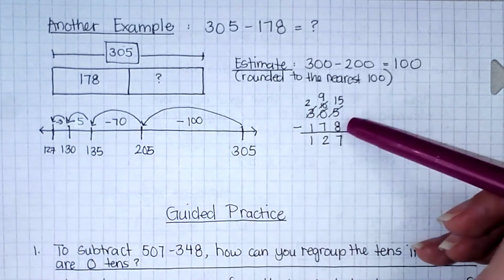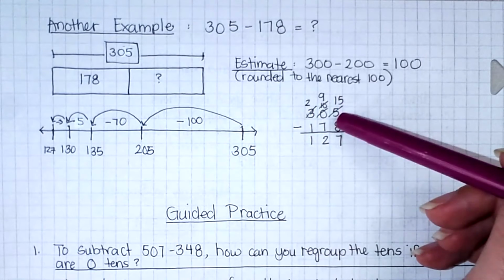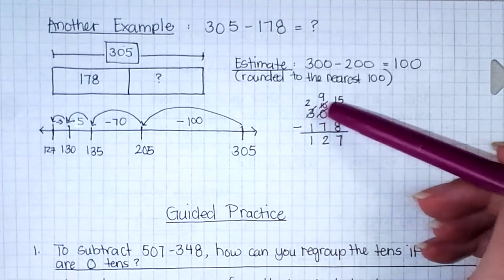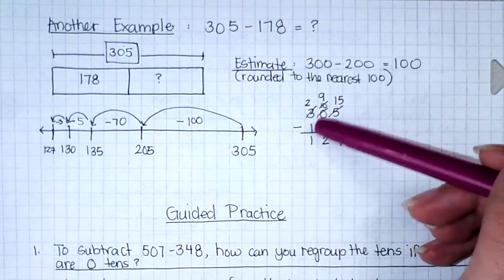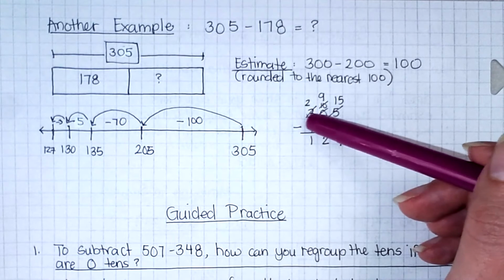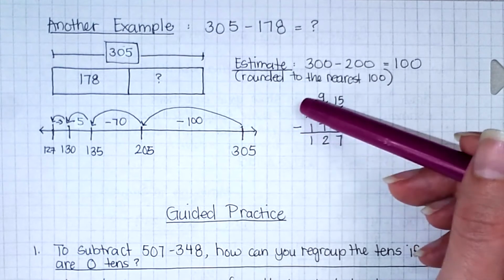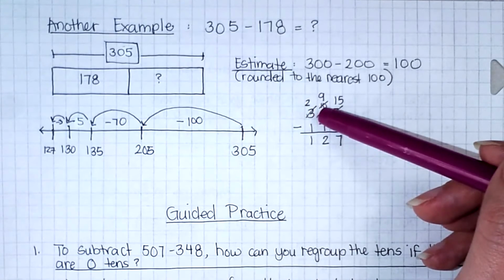Now, if I'm stacking to subtract, 305 minus 178, I can't do 5 minus 8, so I have to borrow a group of 10 to make it 15. Now, over here, there wasn't a group of 10, so I had to go farther and borrow from the hundreds. So that 300 became 200. And then we put 10 tens in the tens place.